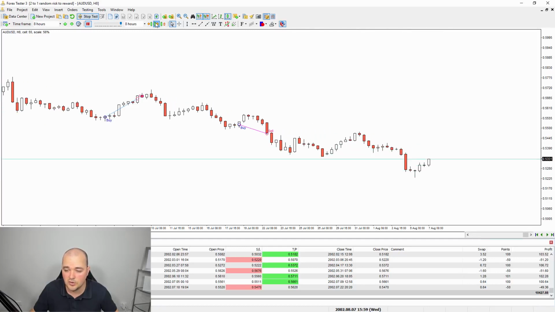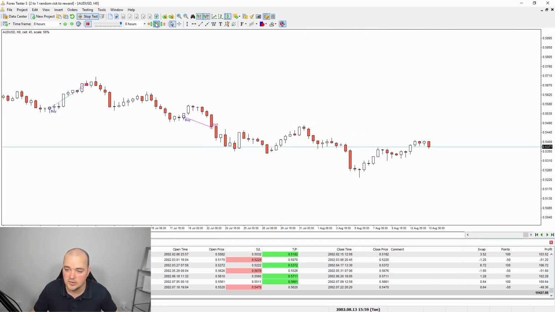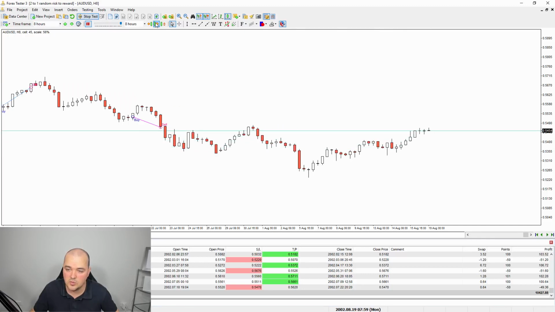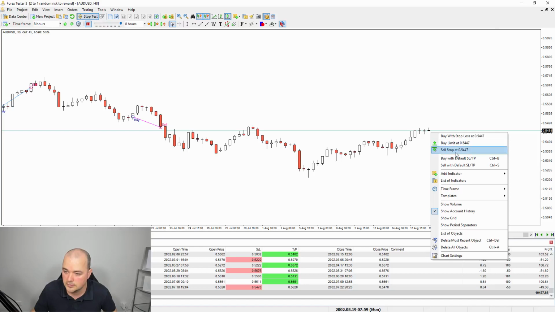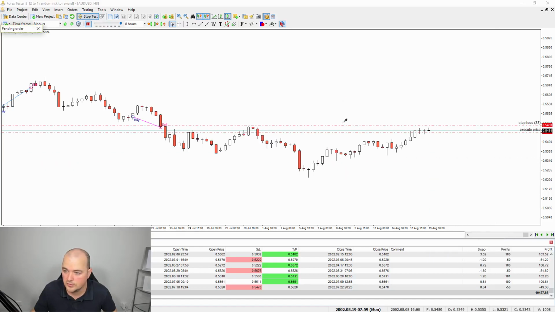Like I said, no bias whatsoever, just going a little bit further forward on the chart and then tossing the coin. Okay, so should we go long or short? What does the coin say? We're going to go short. We just took a buy just before. Okay, so we'll just place a sell stop there.